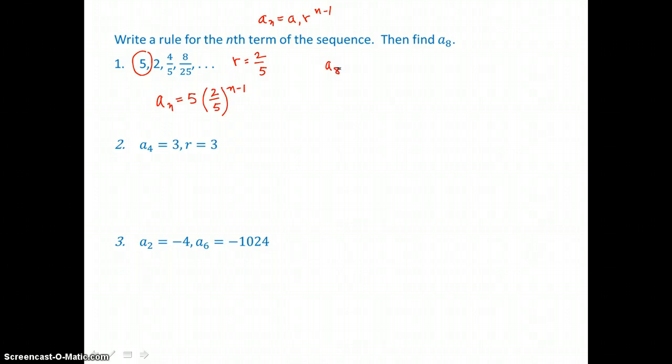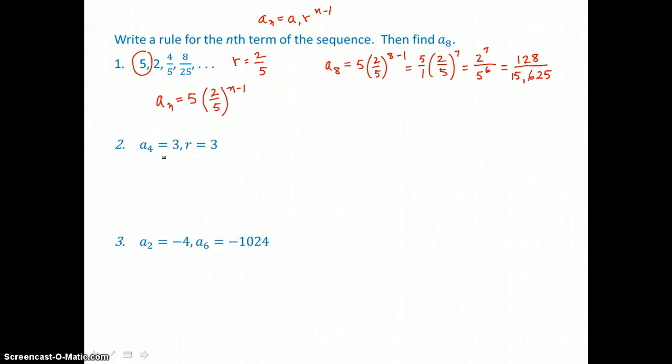We want the 8th term of this geometric sequence, so we'll substitute 8 in for n in our rule that we just wrote and simplify. So I've got 5 over 1 times 2/5 raised to the 8 minus 1 power, that's 7th power. So I've got 7 factors of 2 in the top. 1 factor of 5 is going to cancel top and bottom, so I'm going to end up with 6 factors of 5 in the denominator. So in my calculator, I'm getting 2 to the 7th power is 128, and 5 to the 6th power is 15,625. So there's the 8th term of this geometric sequence.